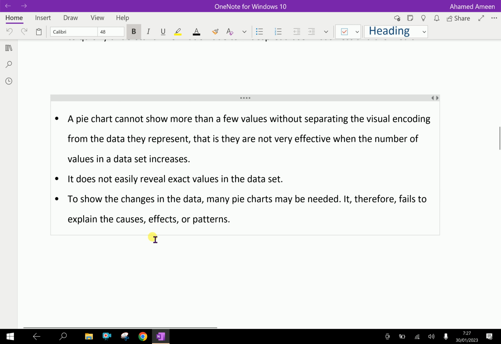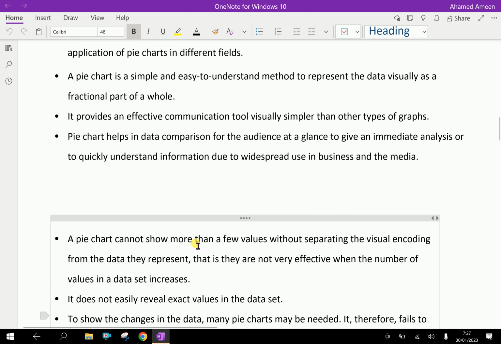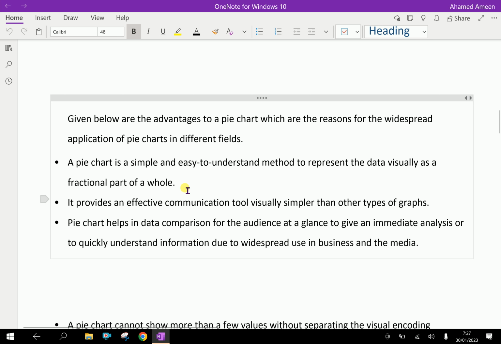That means the business environment has different types of data, all in one picture. We cannot show that in a pie chart, so we need different pie charts for different environments. So it has some disadvantages also, but it has more advantages than disadvantages.